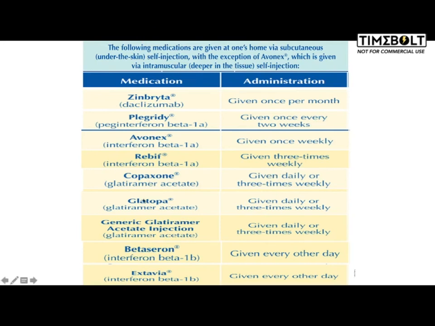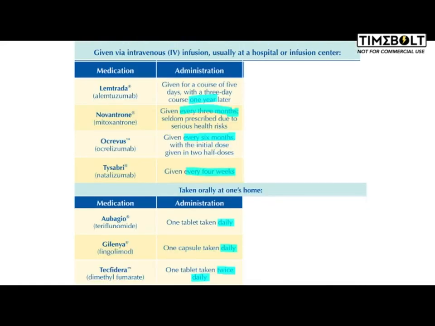Rebif is another brand of interferon beta which is given 3 times weekly. Copaxone, these three are glatiramer acetate, different brands which are given daily or 3 times weekly. Betaseron and Extavia, these are interferon beta 1b, which are given every other day. These are intravenous infusions, which are usually given at a hospital or infusion center. Alemtuzumab is given once a year. Mitoxantrone every 3 months. Ocrelizumab every 6 months.